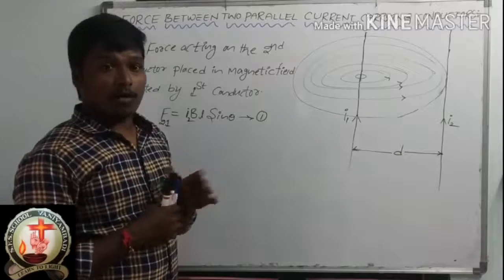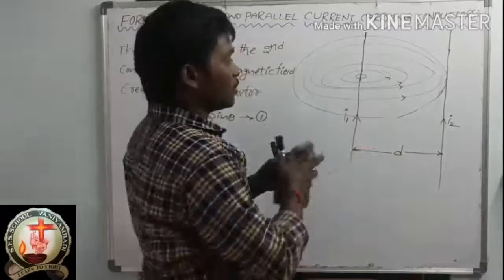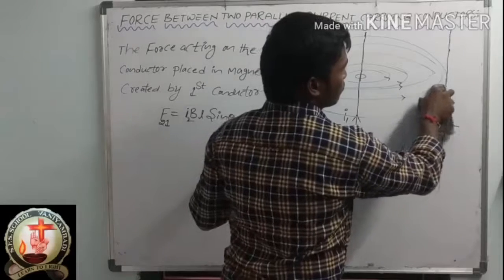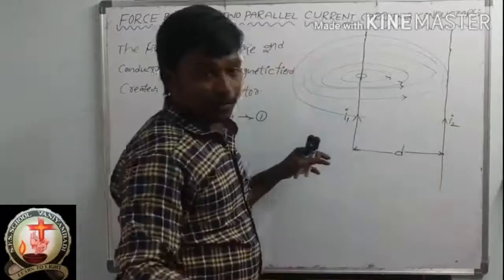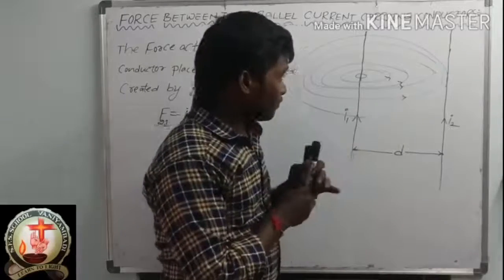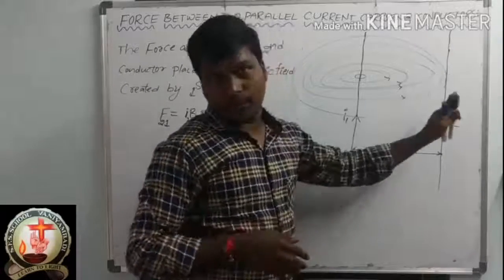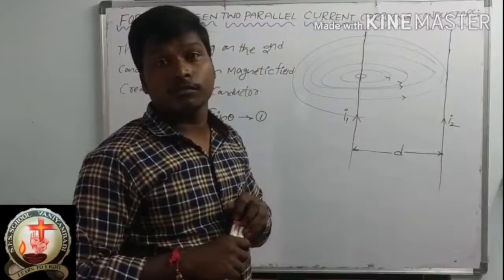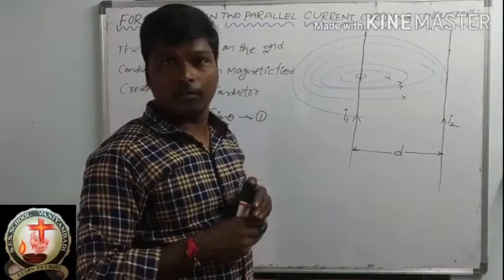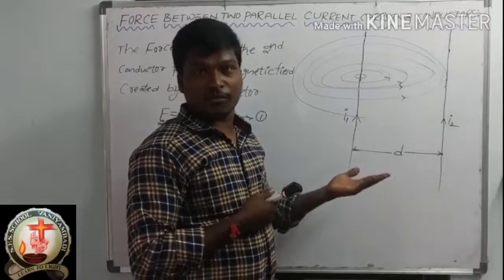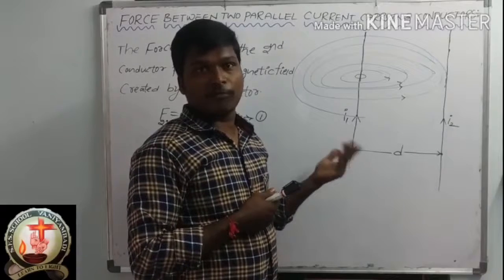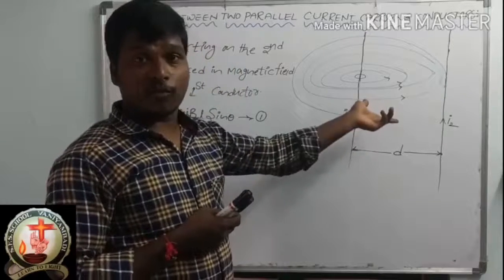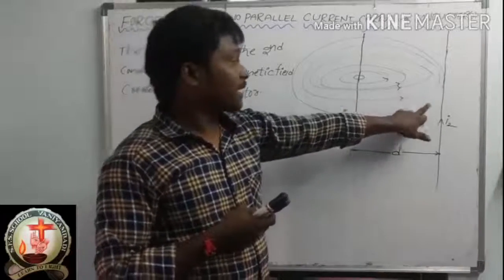Okay. Now this and all, you no need to draw. Please listen. Master, you are telling force is acting on this second conductor. What is the direction of that force? We will find. How to find? By the use of Fleming's left hand rule. According to Fleming's left hand rule, we can find what direction force is acting on this second conductor.